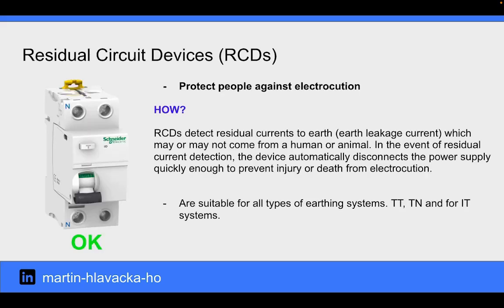RCDs protect people against electrocution through direct or indirect contact. How? RCDs detect residual current to earth, which may or may not come from a human or animal. In the event of residual current detection, the device automatically disconnects the power supply quickly enough to prevent injury or death from electrocution. High sensitivity RCDs are suitable for all types of earthing systems, TT, TN, and IT systems.